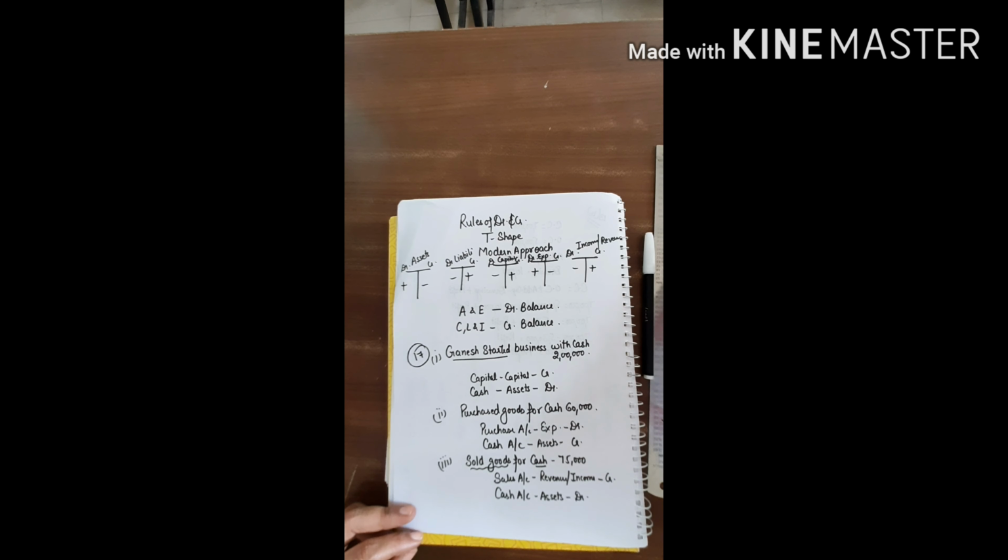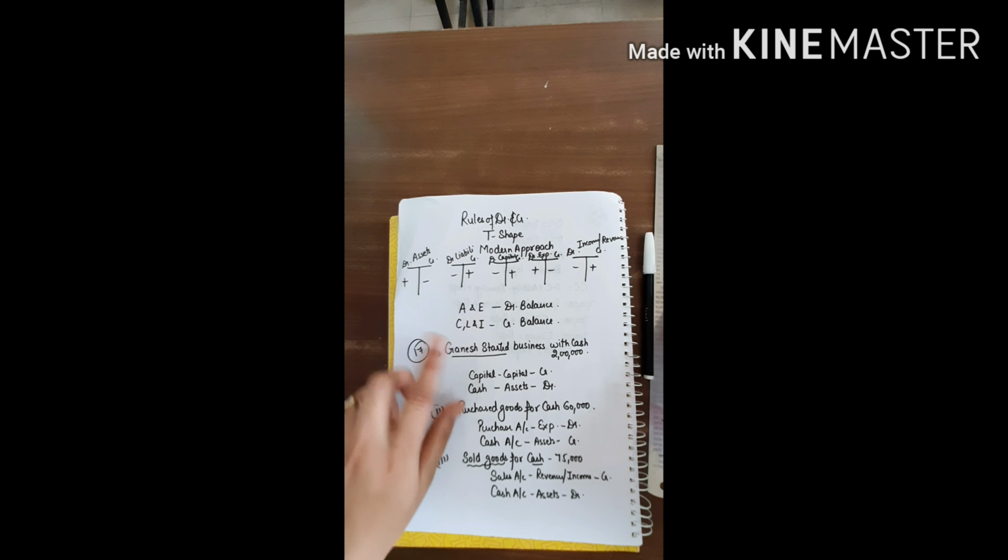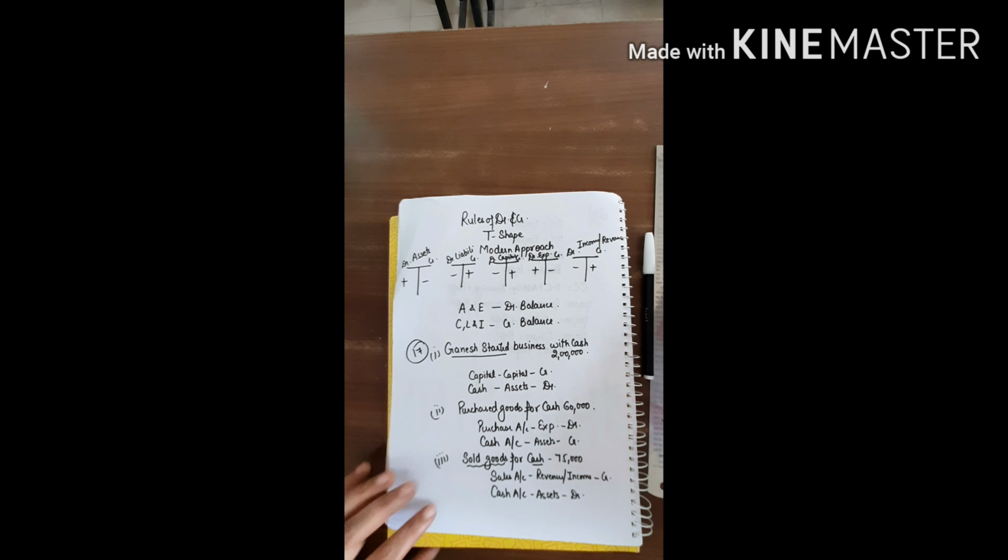Keep this in your mind that assets and expenses always have a debit balance. Debit balance here means that an increase in assets and expenses is to be recorded on the debit side. This is the plus side. And next, capital, liabilities and income always have a credit balance.